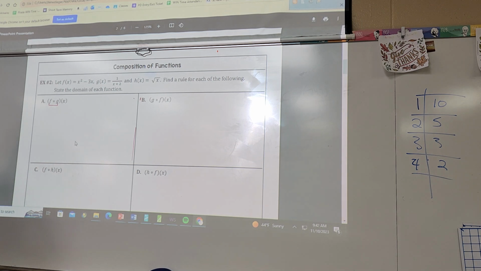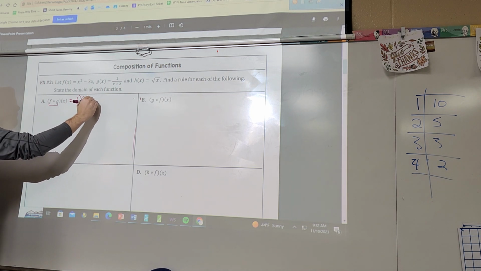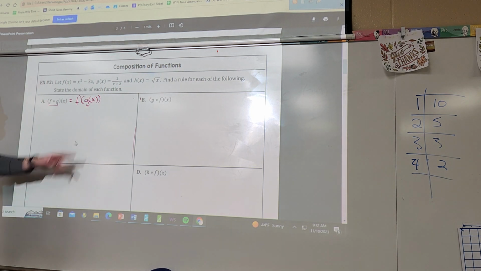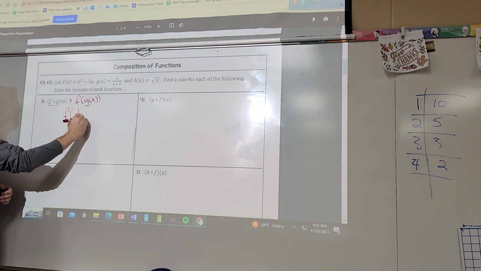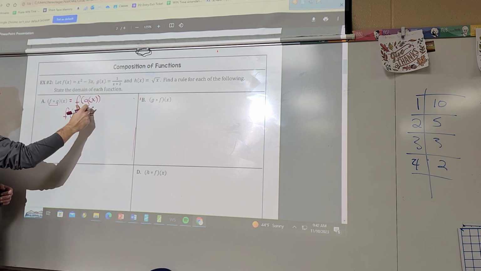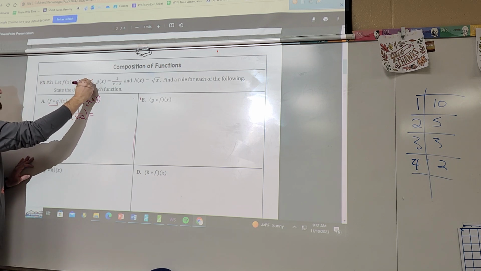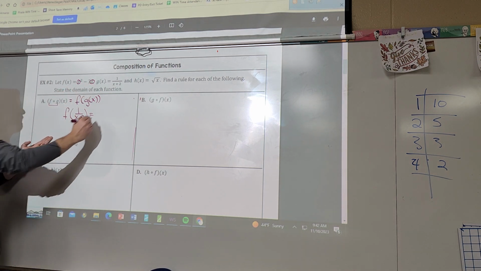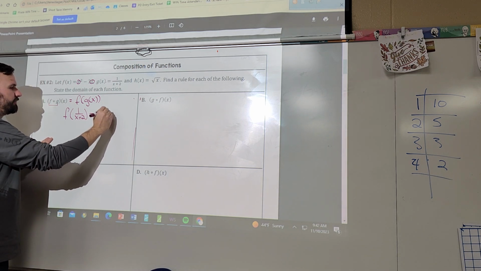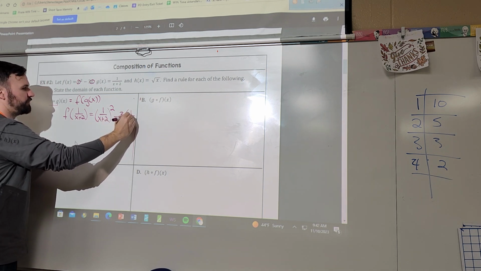Uh-oh, that looks different. That's the same thing as what? F of g of x, right? Okay. What's my g of x? 1 over x plus 2. I'm just grabbing my g of x. Now, this one's a little bit different, right? I have 2 x's. I have to plug this in anytime there's an x, right? So this is going to become 1 over x plus 2 squared minus 3 times 1 over x plus 2.